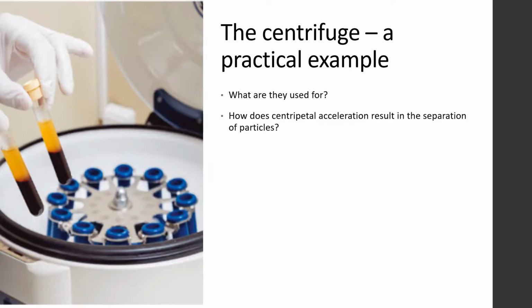So a practical application of circular motion is the centrifuge, which is used in numerous science labs as a way of separating suspensions, so a solid suspended in a liquid, or immiscible liquids that don't fully mix together. So that's what they're used for. I've given away the answer to the first part. But how do you think they might work? How does centripetal acceleration cause the separation?